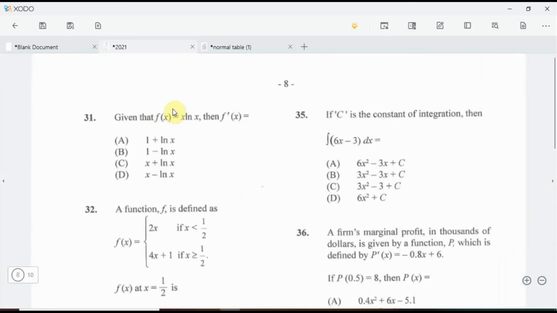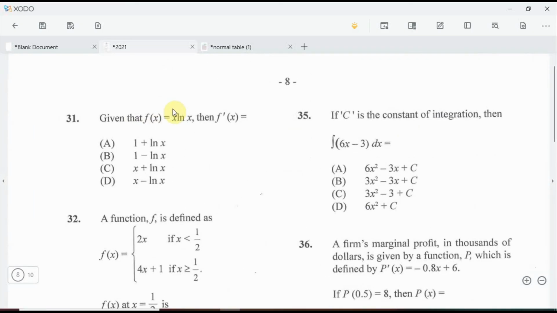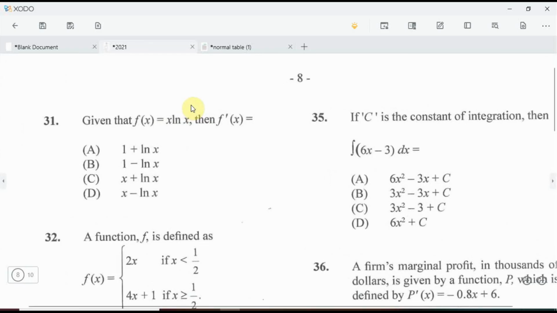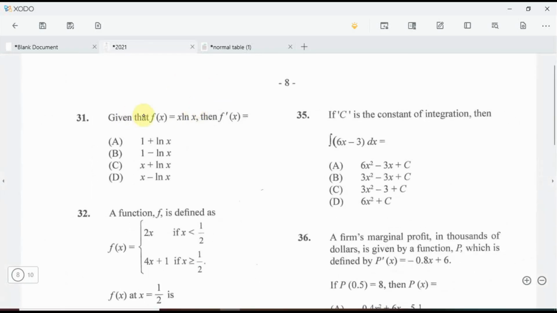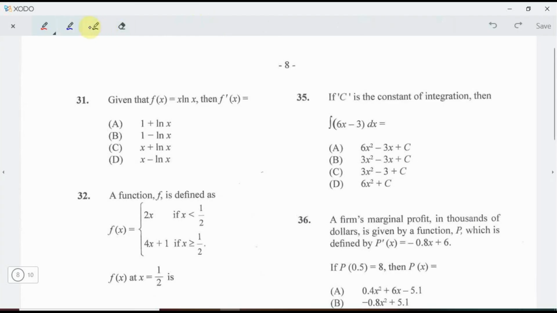All right, question 31. So now we reach calculus. Calculus is differentiation, integration, limits, and continuity. Question 31 says, given that f of x is x ln x, then the first derivative of f is, we need to differentiate it using product rule. So this is product rule, right? So f prime of x is going to be equal to, well, it depends on how you learned it. So let me not skip that step.